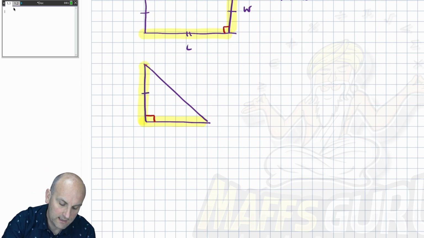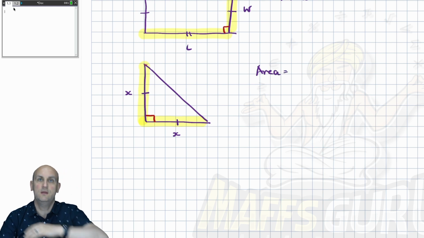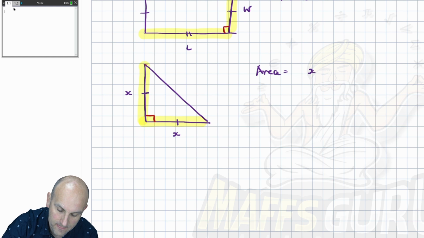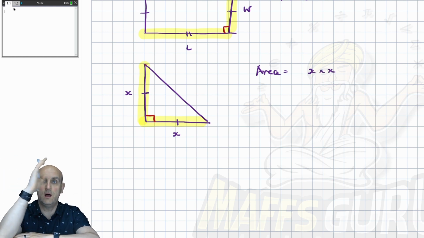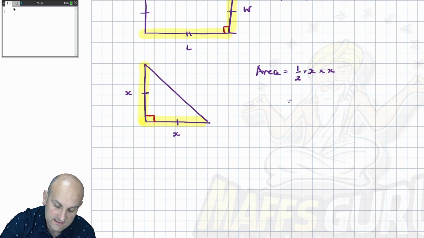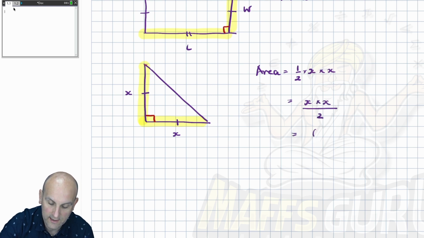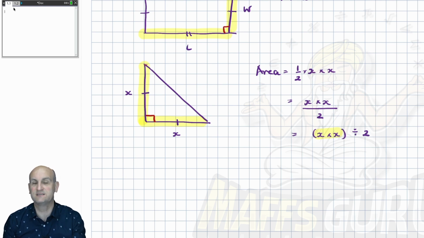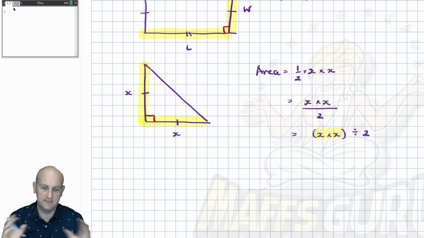So let's assume here my triangle has the same length. Let's call that x again, and that would be x. So in this situation, the area would be equal to x times x, and then we would halve the result. Now we can either write that as a half times x times x. This is exactly the same as x times x all divided by 2, or later on x times x in brackets divided by 2. Now the reason we're going to put it in brackets is we know from BIDMAS, brackets must be done first. So we have to do the x times the x and then divide it by 2. All of these things can be done on a calculator.